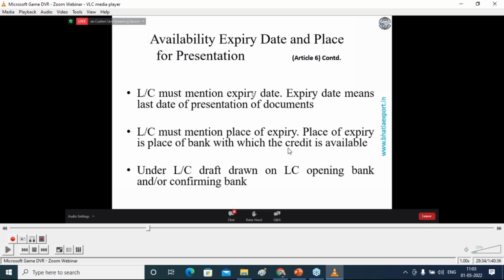And place of expiry is also very important. Place of expiry means the place where you are presenting the documents. The documents you have presented, but at which place you have presented them, that is also required. Expiry date and place are both mentioned.